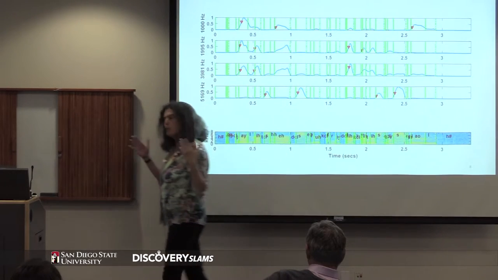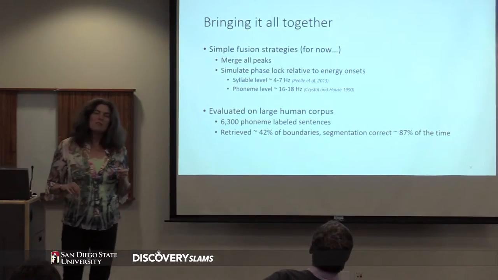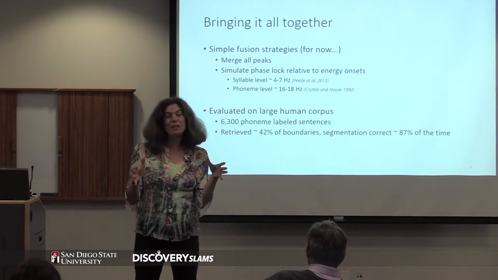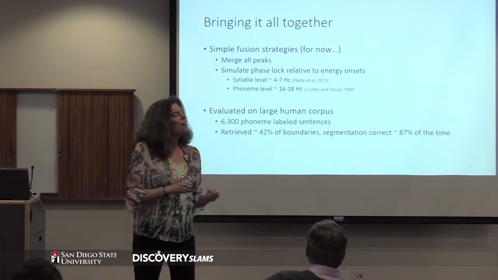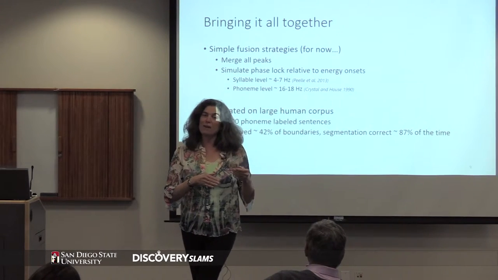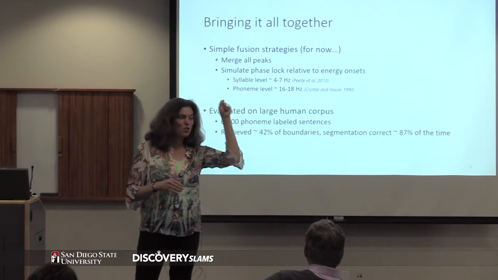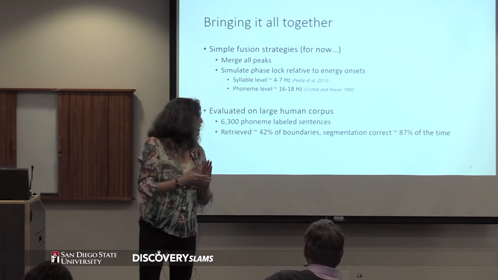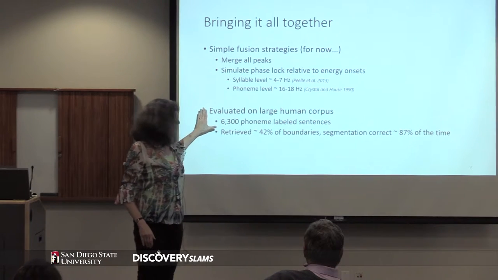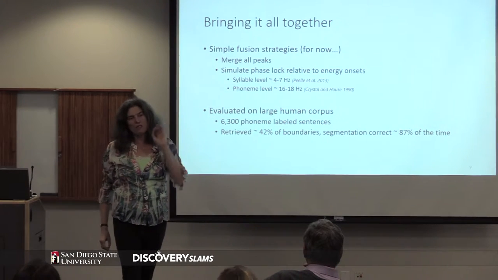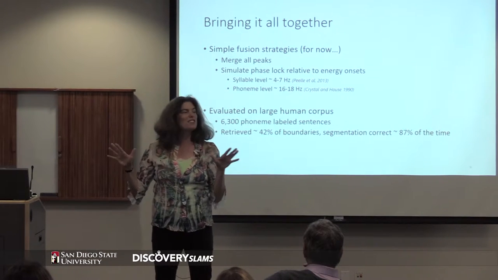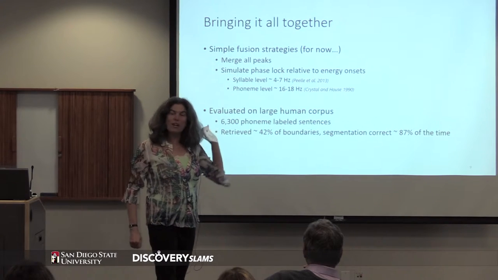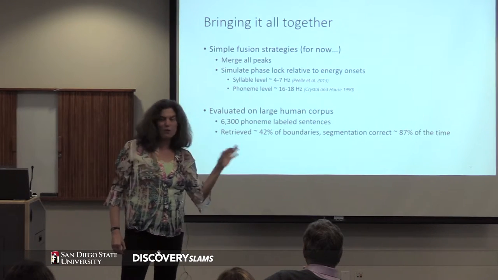So now we have to somehow put all these things together, and we don't have any clues from neuroscience about how that happens, so we just dump them in a bucket, right? Then we simulate this phase locking by saying, when we get one of these, we assume that's where we're going to phase lock, and we suppress anything that comes very quickly after that. All right? Now, we've tried this on some human speech. We used 630 speakers, took 10 sentences from each of them, and scored it. And basically what we found was that we were able to retrieve 42% of those phoneme boundaries.